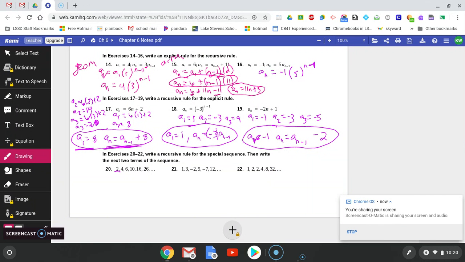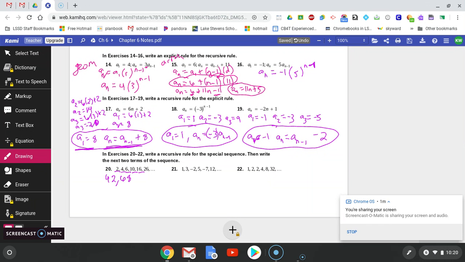Well, 2 plus 4 gives me 6. 4 plus 6 gives me 10. 6 plus 10 gives me 16. 10 plus 16 gives me 26. So 16 plus 26 would be how I would find the next number. It would be 42. And then I would do 26 plus 42 to get the next one, which would be 68. So I can find the next 2 numbers in the sequence.